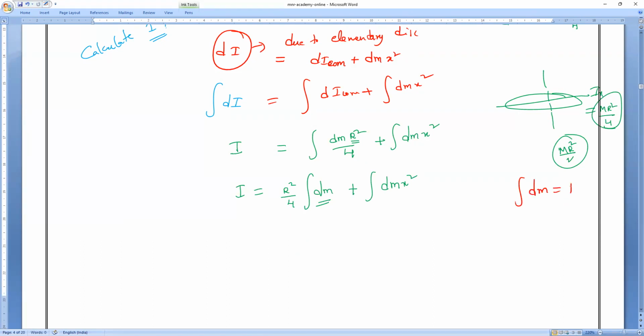Integration of dm is equal to what? Total mass, total M. So I is equal to MR square by 4 plus this one. What about this one? That is very important. Now, we all studied this one.